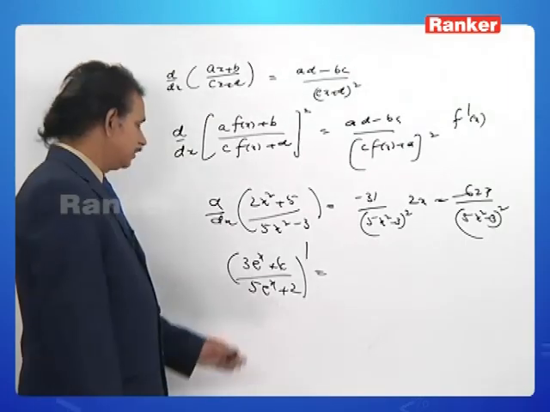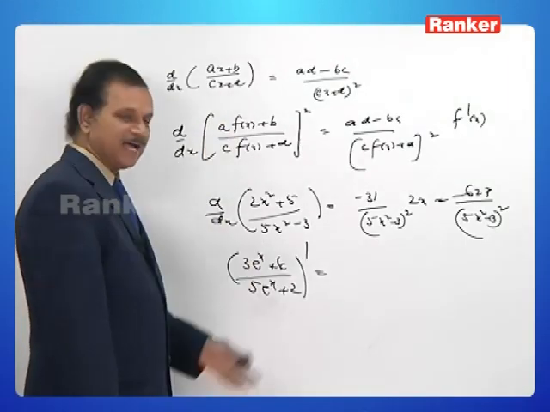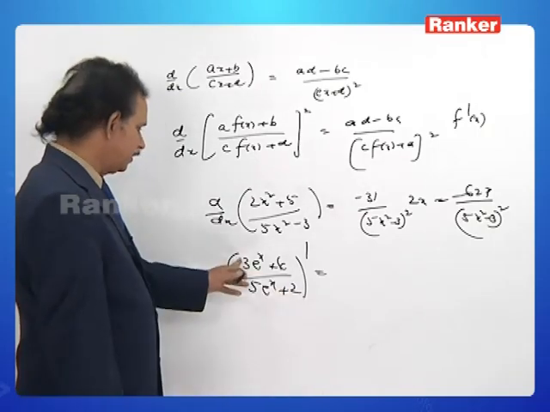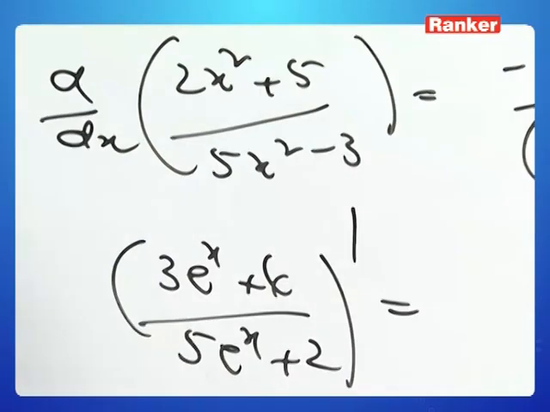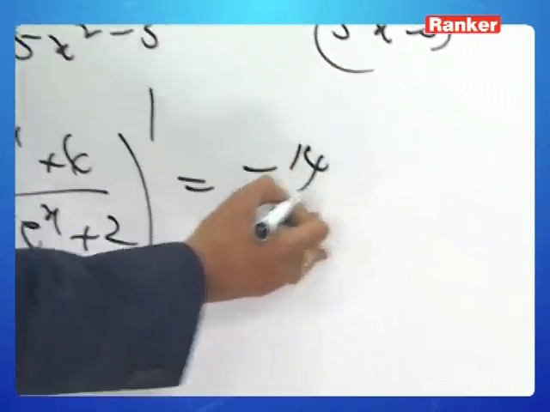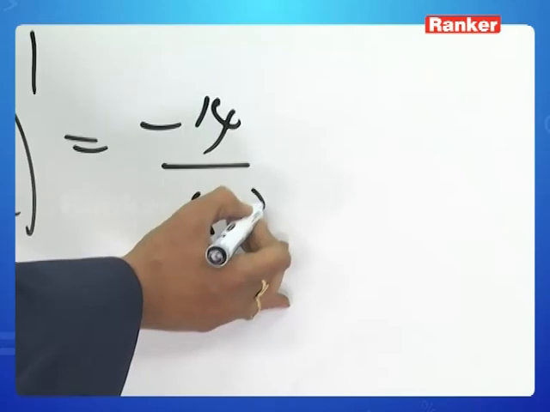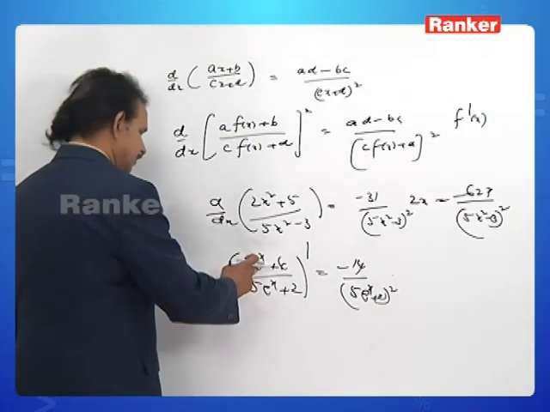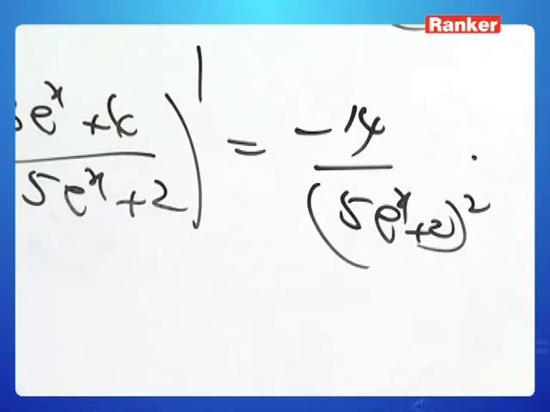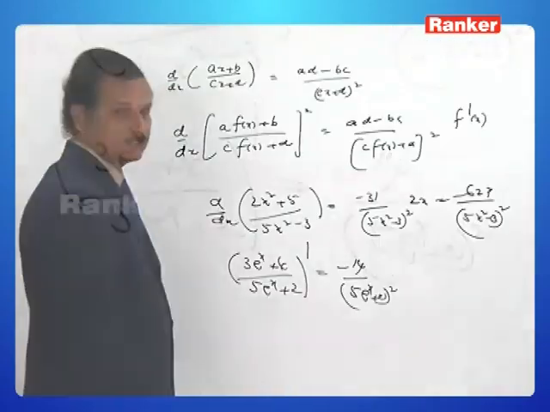Here in this problem, in the place of f of x, what are we having? e power x, let it be ad minus bc, that is 6 minus 20. 6 minus 20 is minus 14. Minus 14 by 5 into e power x plus 2 whole square into, in the place of f of x, we are having e power x. Its derivative is e power x.